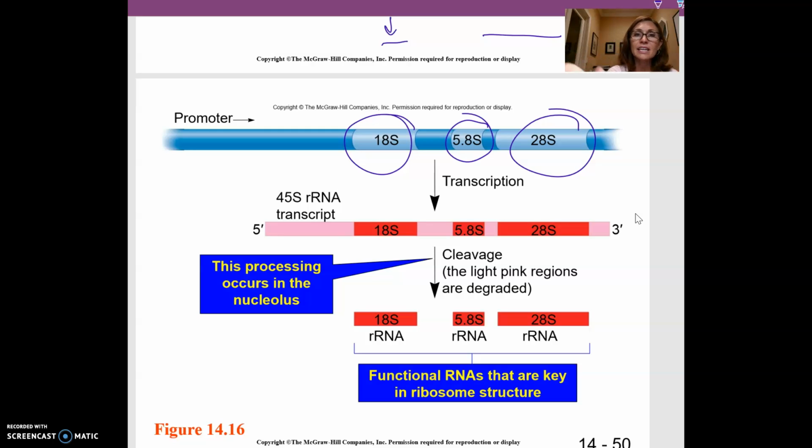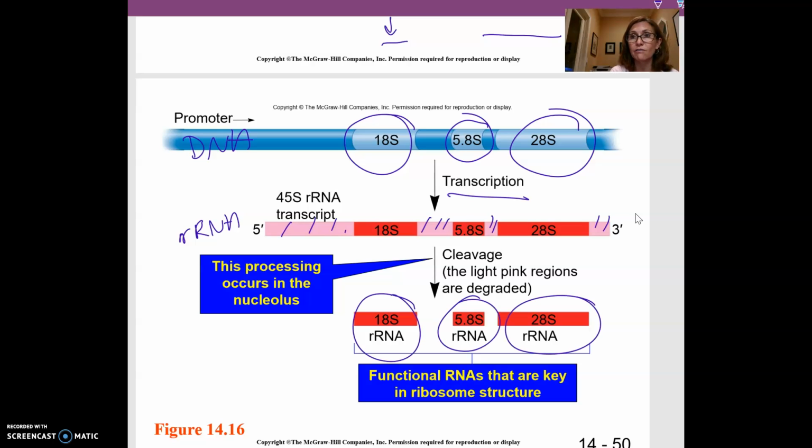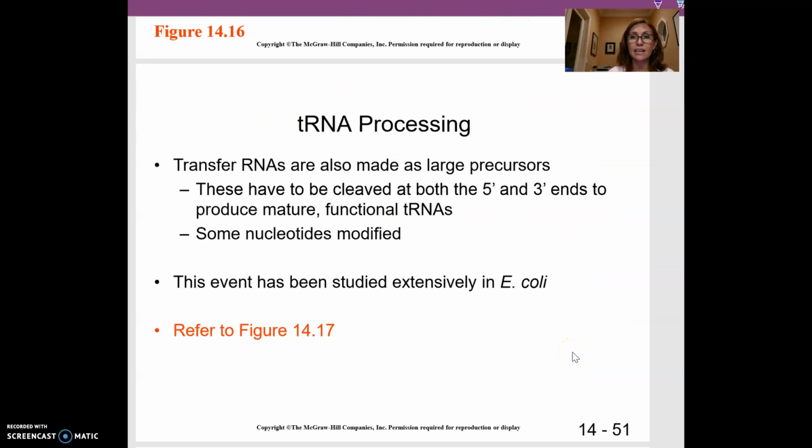But basically, here is the DNA. It's transcribed into ribosomal RNA. Each one of these fragments is removed in between these pieces of ribosomal RNA, and the 18S, 5.8S, and 28S RNA fragments are liberated and they can be transported out into the cytoplasm.